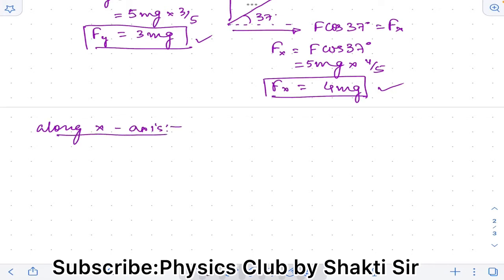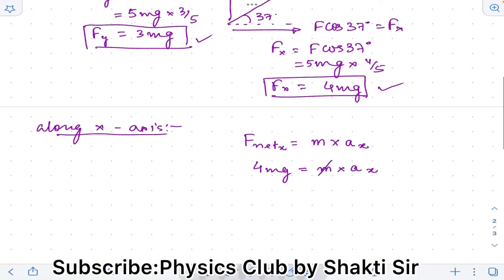Along the x-axis, from Newton's second law, the net force acting on the block is mass of the block multiplied by acceleration of the block. Here we will calculate the acceleration of the block along the x-axis. The net force along the x-axis is 4 mg, and this is the mass. So easily we can calculate the acceleration. The acceleration becomes 4g. This is the acceleration of the block along the x-axis.